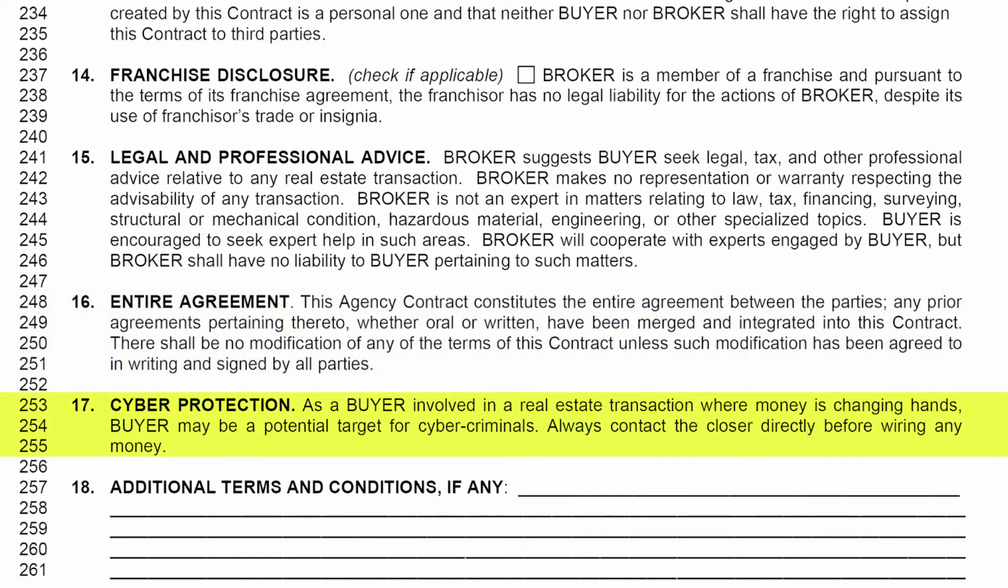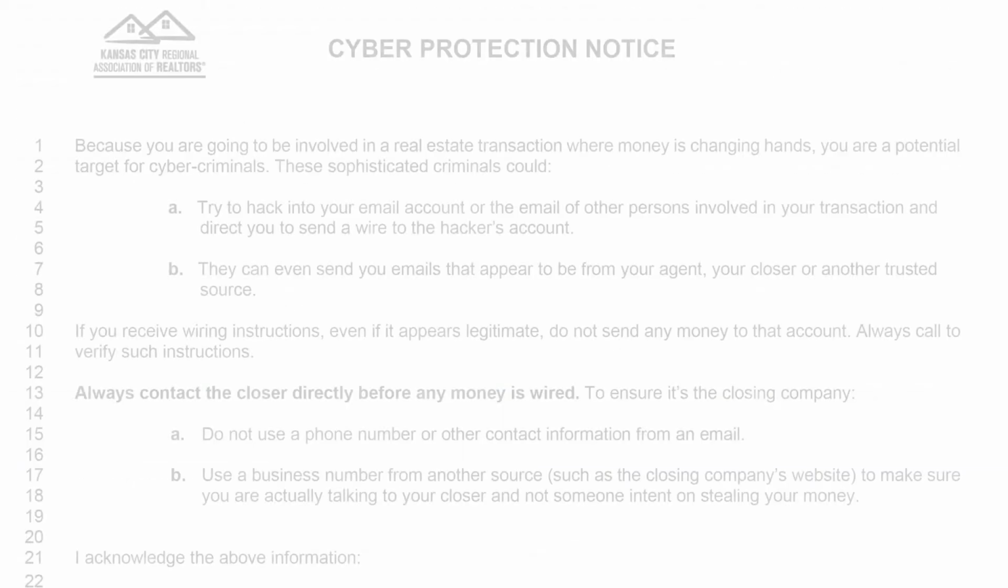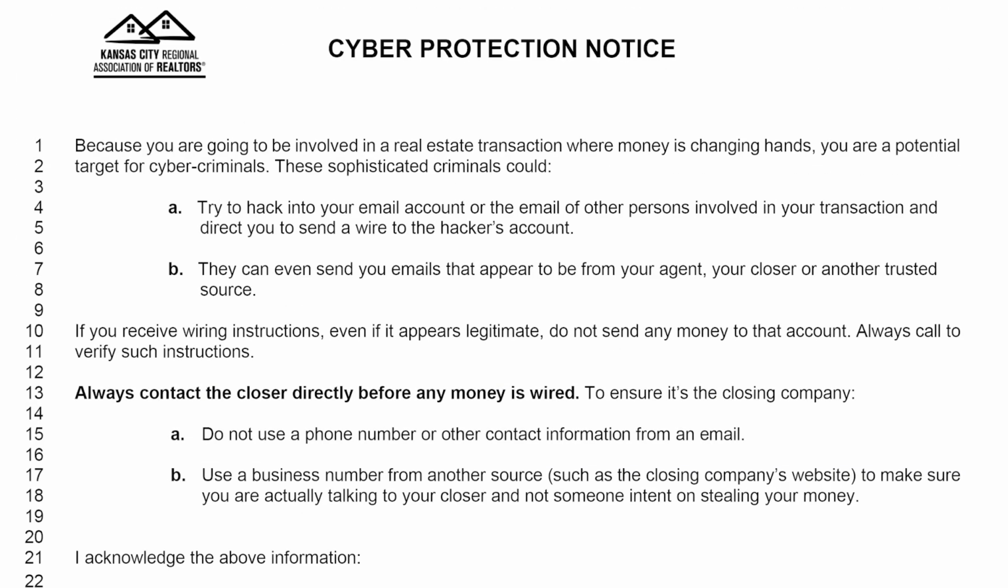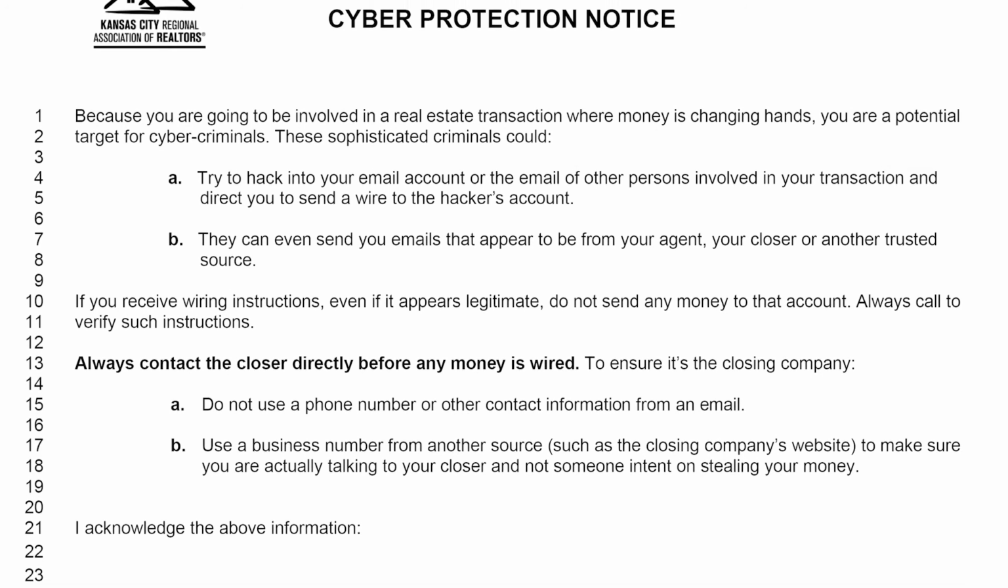Paragraph 17 addresses cyber protection. Cybercrime happens, and sometimes it costs buyers thousands of dollars they've been saving for a home. To do everything you can to prevent this from happening to your buyer, be sure they know they should never wire funds without confirming first directly by phone call. There is also a separate cyber protection disclosure in the KCRAR Forms Library that is good to review with buyers and have signed.